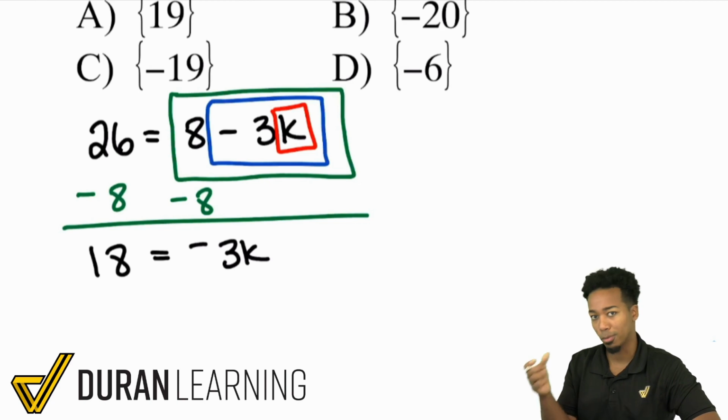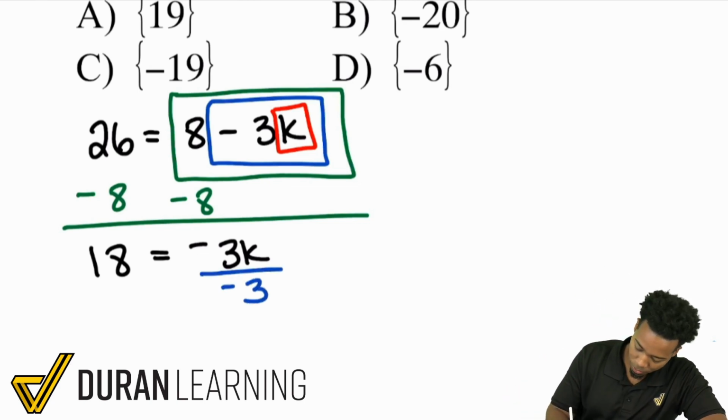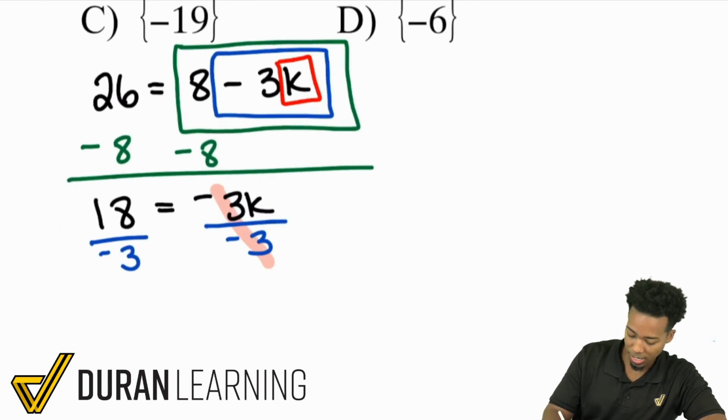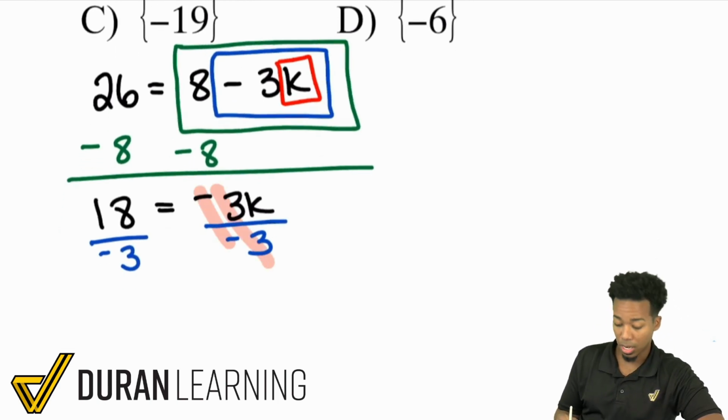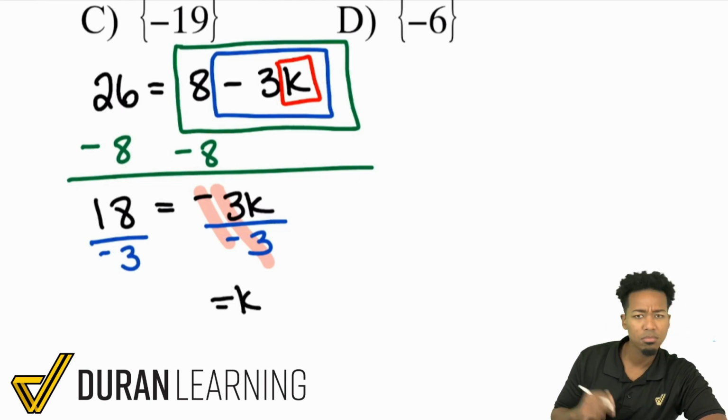Because negative 3 is being multiplied, work backwards, and divide it. So if I divide both sides by negative 3, what do I get? Well, that's going to cancel out on that right side. And on the left side, what do we get? Well, first things first, take care of the sign, then take care of the numbers.